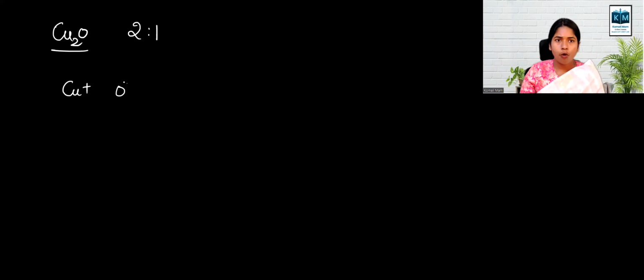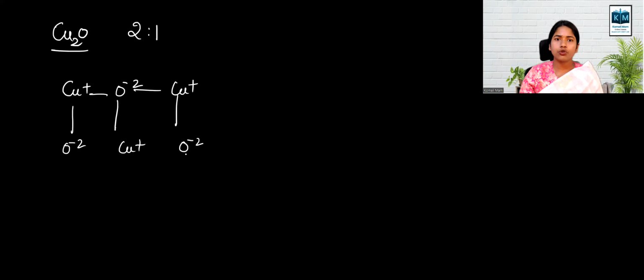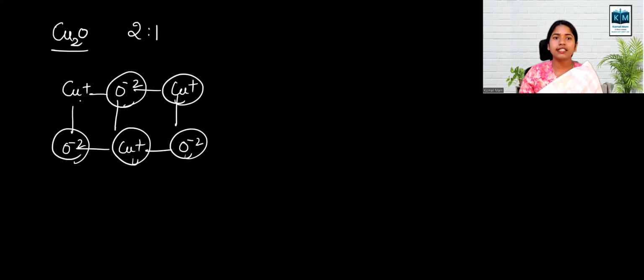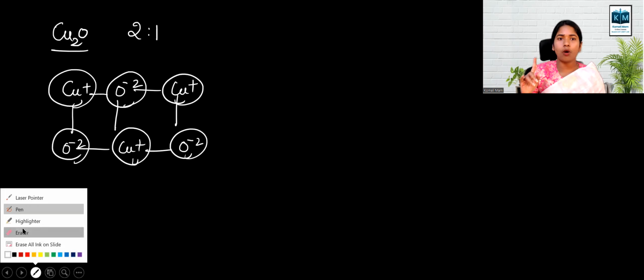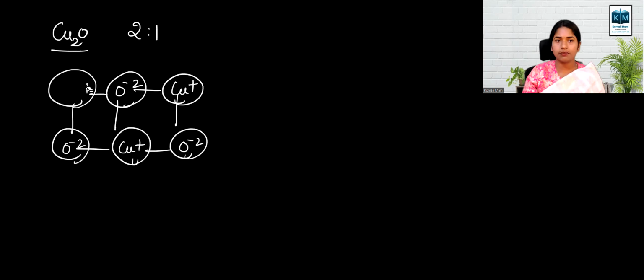Cu plus and O minus 2, because in Cu2O the copper oxidation state is +1. Here we will draw one structure like this: O minus 2, Cu plus, O minus 2. Here I want to tell you that some of the copper is missed. Let us take one copper is missed. One Cu plus is missed.